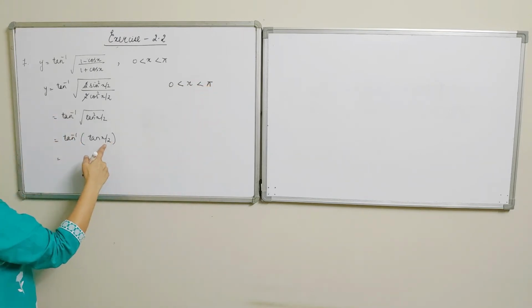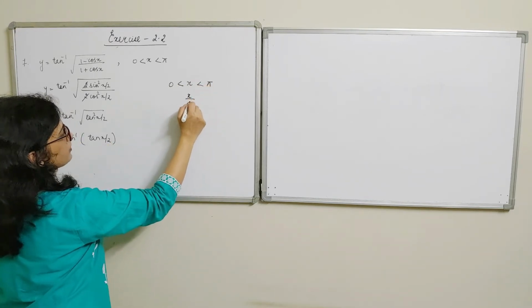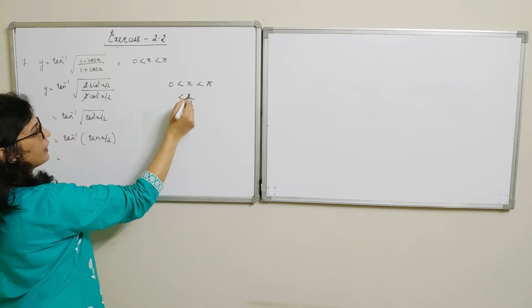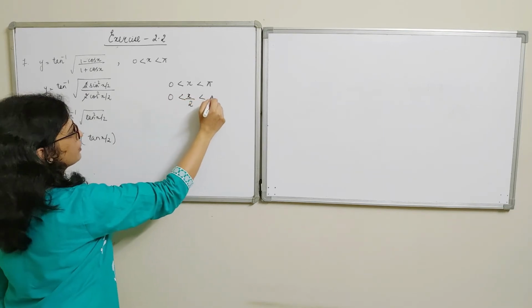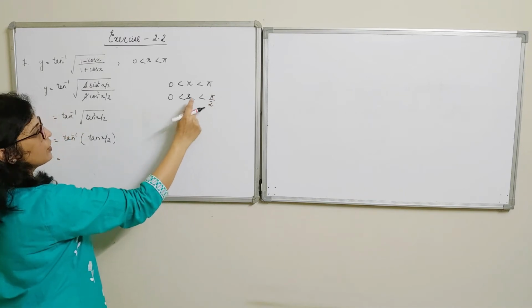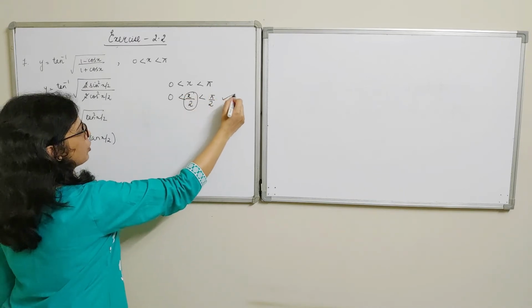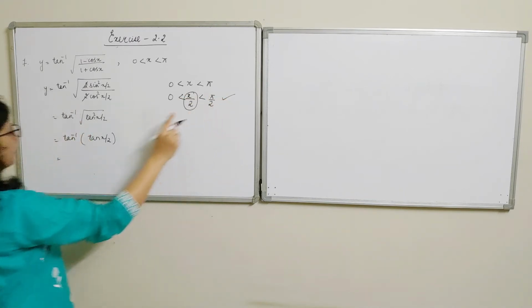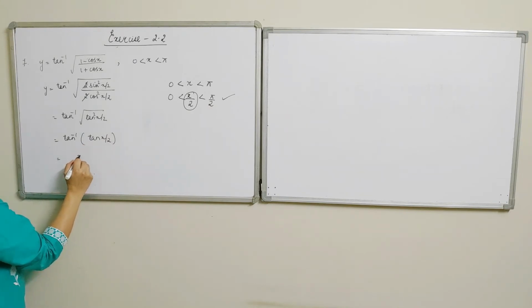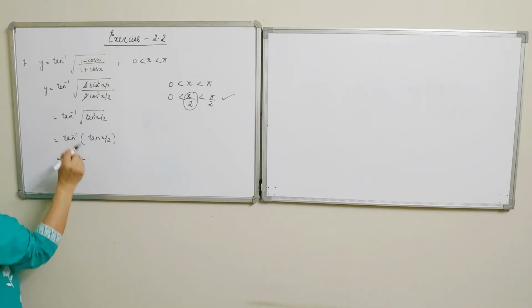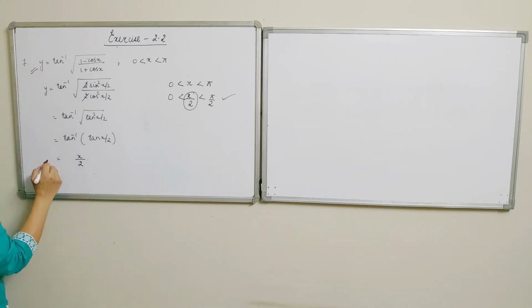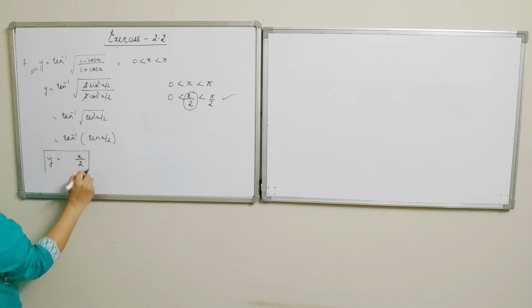Our angle is x by 2. So let us take x by 2, dividing by 2, 0, here is pi by 2. So you know our angle basically belongs to the first quadrant, hence the value will be positive x by 2 only. So a function of this kind reduces to x by 2 in the simplified form.